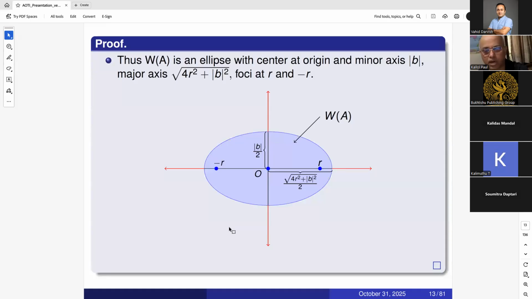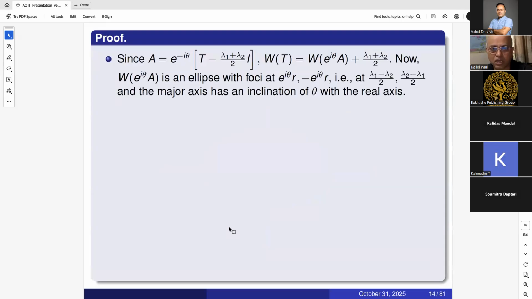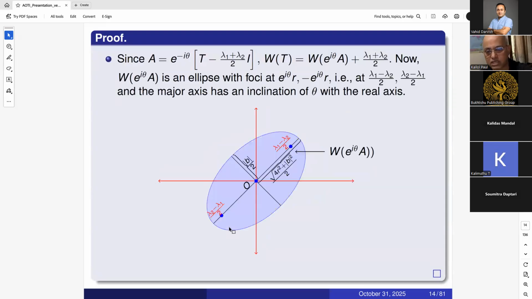We started with the operator T, and we have gone to the operator A, which is e to the power minus I theta into T minus (lambda 1 plus lambda 2)/2 into I. So now we go back to the original operator. As we know, W of aS plus bT equals a W of S plus b W of T. So from there, we go to the numerical range of T, and geometrically it will look like this one. So that is again an ellipse.